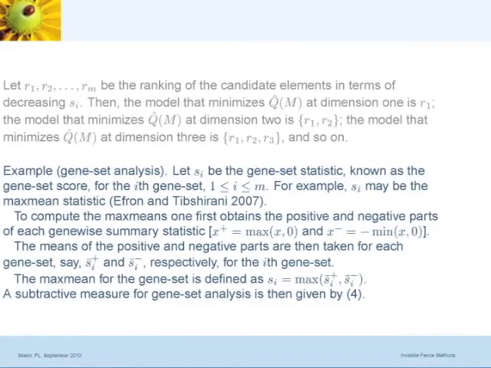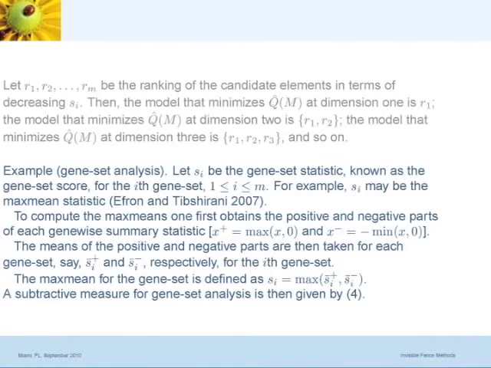Okay, now here's the example associated with the gene set analysis. Let SI be the gene set statistic known as the gene set score, corresponding to the ith gene set. For example, SI may be the max mean statistic proposed by Efron and Tibshirani. And here's a description of how to compute the max mean. First, you obtain the positive and negative parts of each gene-wise summary statistic. So here's the mathematical definition of the positive and negative part.